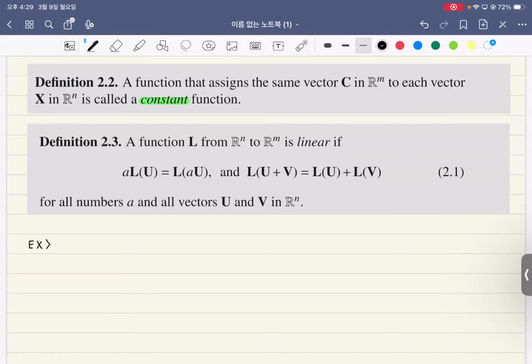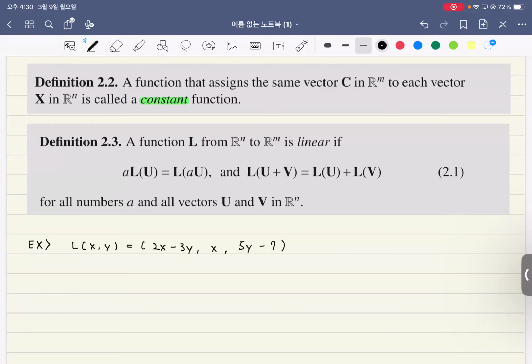Okay, all right. So just to remind your memory, consider the function (2x - 3y, x, 5y - 7). Is it linear or not? Not linear. Why?